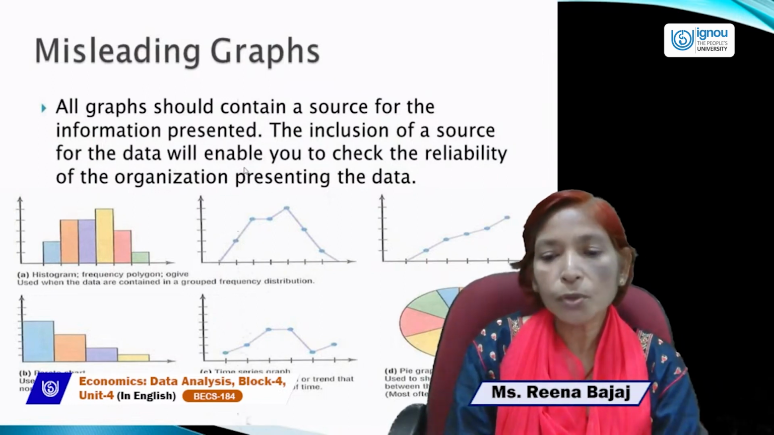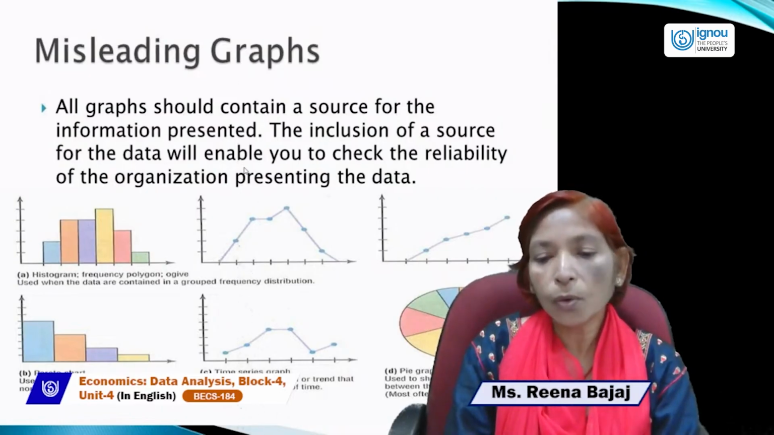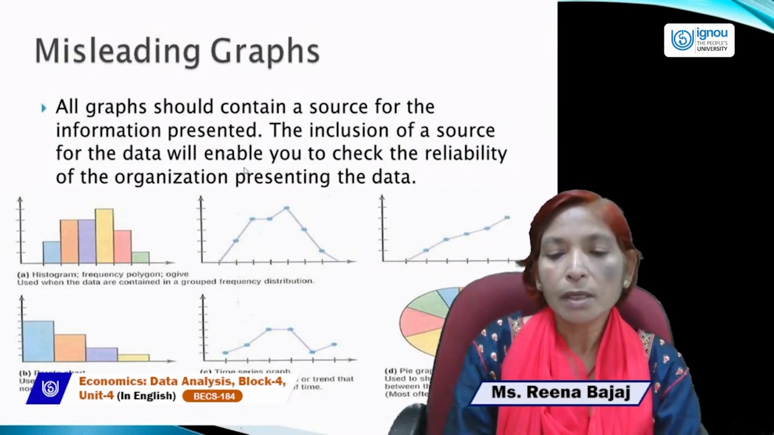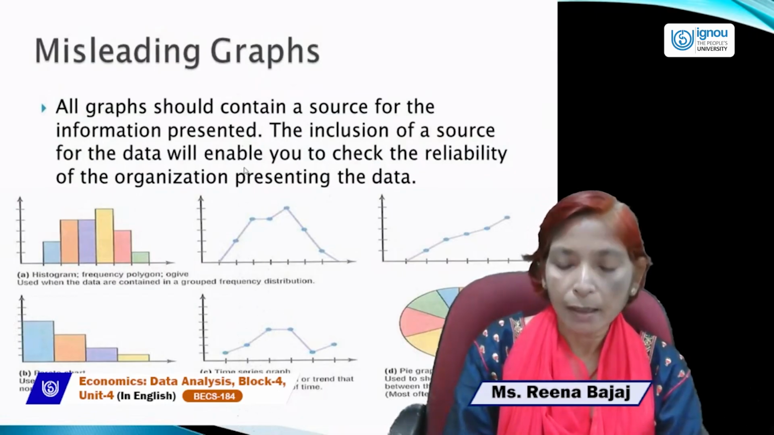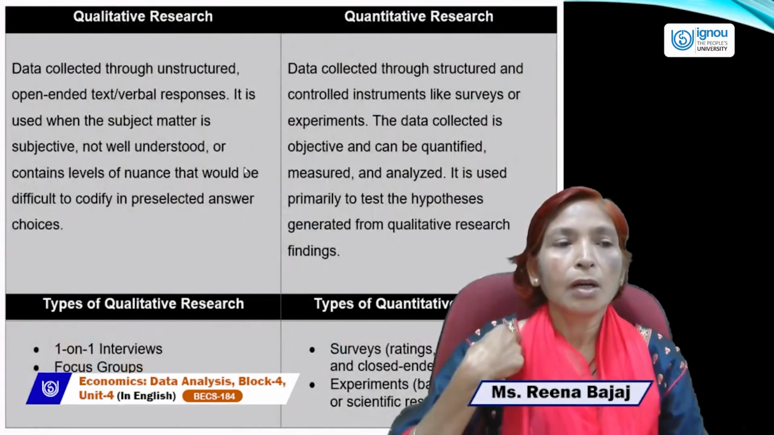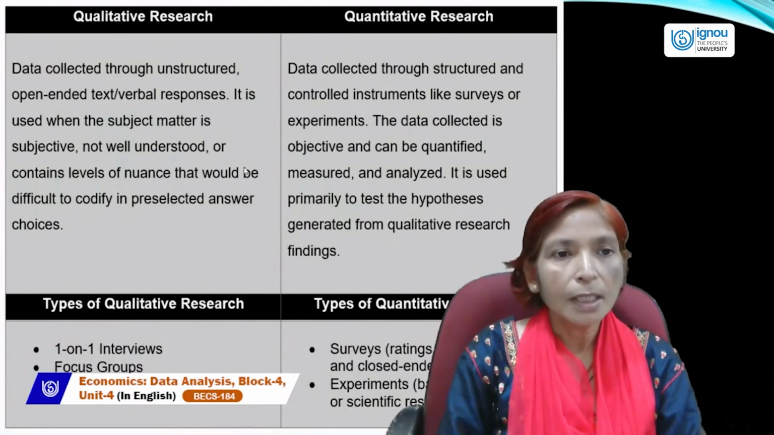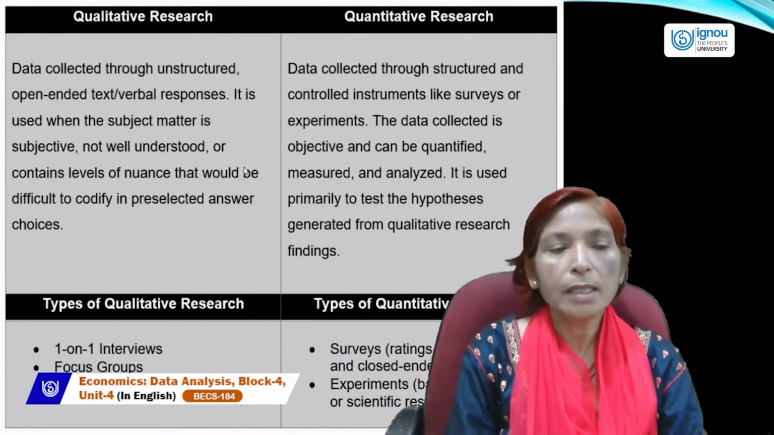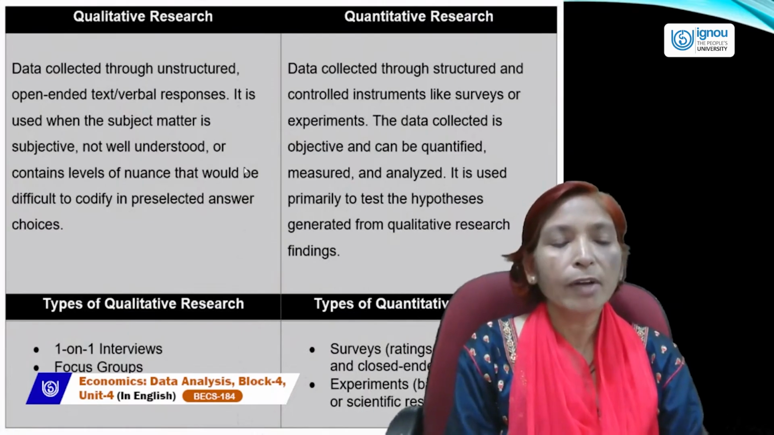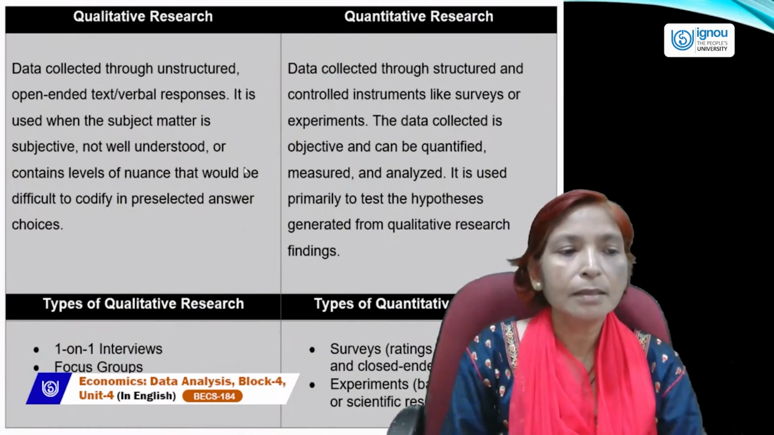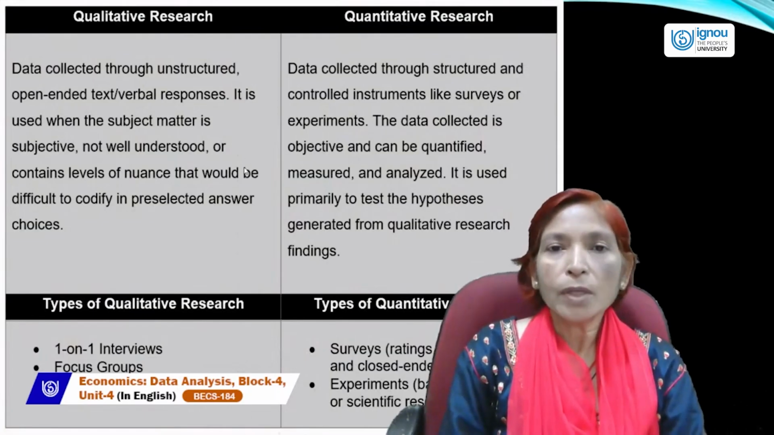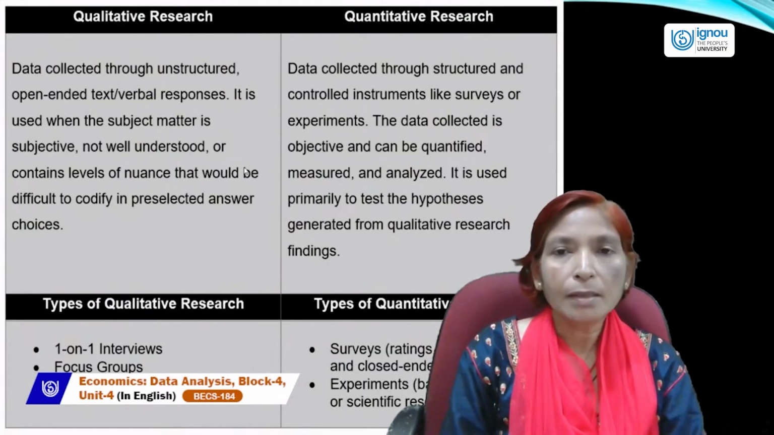And a pie graph is used to show the relationship between the parts and the whole, in which we mostly use a percentage or area of angle. Next is quantitative and qualitative research. There are two types of research, qualitative and quantitative. Qualitative research is data collection through unstructured, open-ended text or verbal responses. It is used when the subject matter is subjective, not well understood, or contains levels of nuance that would be difficult to quantify in pre-selected answer choices. There are two types of research here: one is qualitative, the other is quantitative.